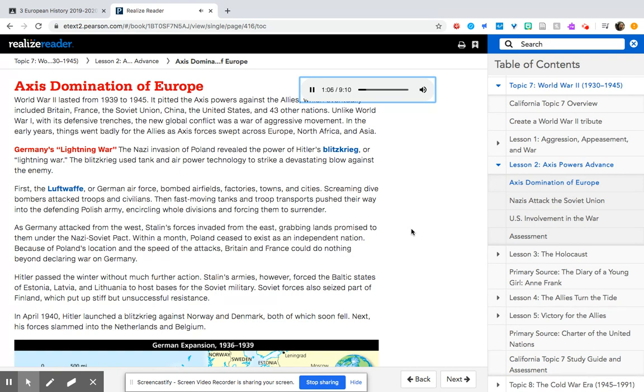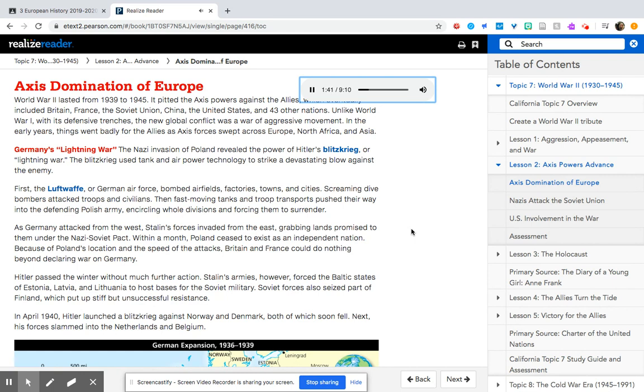Then fast-moving tanks and troop transports pushed their way into the defending Polish army, encircling whole divisions and forcing them to surrender. As Germany attacked from the west, Stalin's forces invaded from the east, grabbing lands promised to them under the Nazi-Soviet pact. Within a month, Poland ceased to exist as an independent nation. Because of Poland's location and the speed of the attacks, Britain and France could do nothing beyond declaring war on Germany. Hitler passed the winter without much further action.